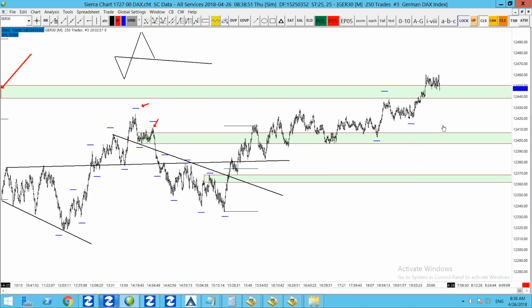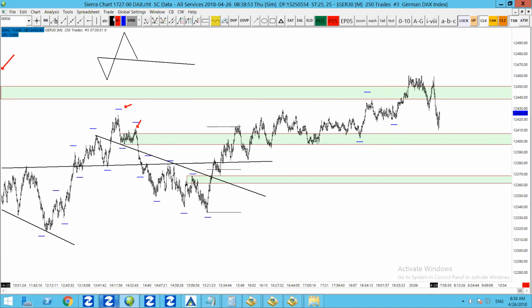Confirmed lower, higher low. Created a new high here. And you'd have expected this low to have been confirmed when that took out this, but it didn't do so. So now we've got another area that we can probably mark out, which is in here.